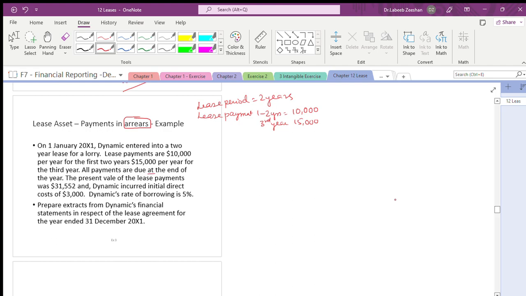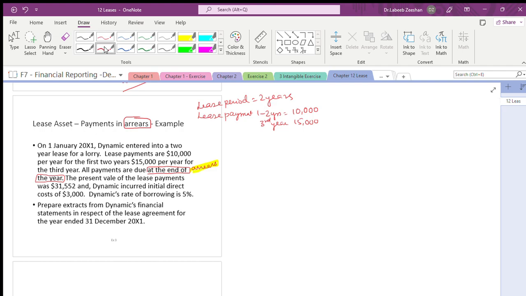They will not say it is the beginning, in advance, or in arrears. They will say that it is the end of the year. When we say it is the end of the year, it means that we are talking in terms of arrears.